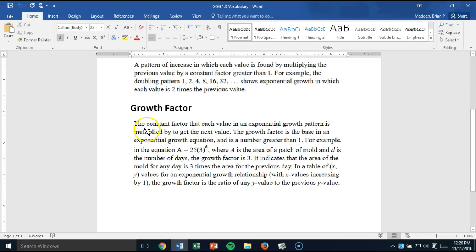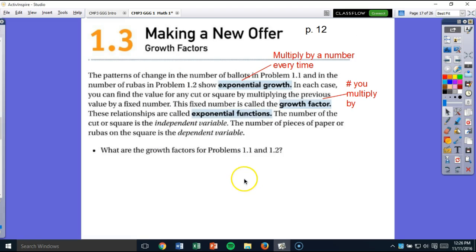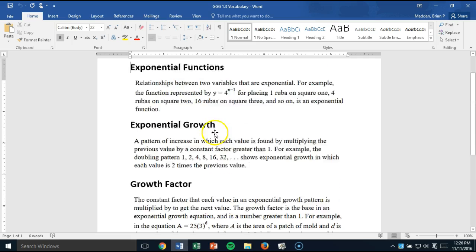As we look at the vocabulary here, the growth factor is the constant factor that each value in an exponential growth pattern is multiplied by to get the next value. The growth factor is the base in an exponential growth equation. We found out the definition of base yesterday. Well, the growth factor is the same as the base and is a number greater than 1. You can pause the video if you want and read further down here. These relationships between our exponential growth and our growth factor are called exponential functions.